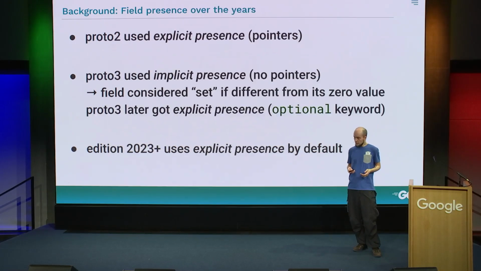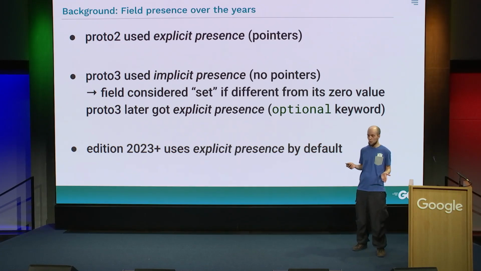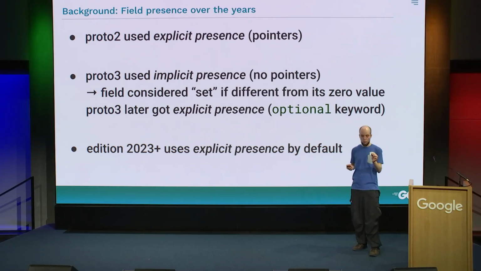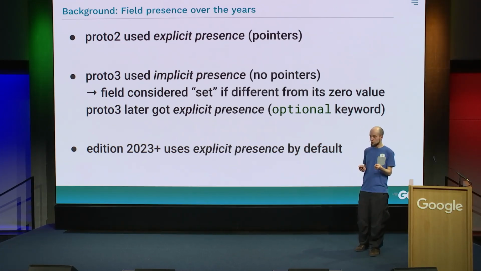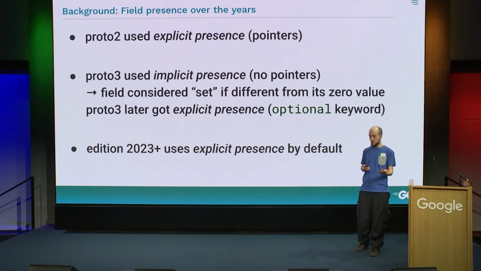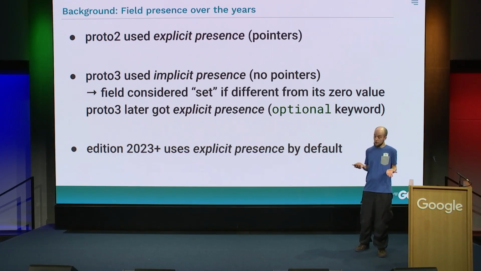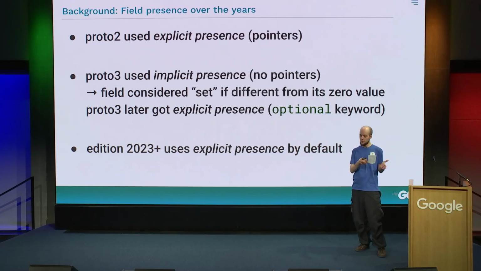OK. Now that we know this, this might actually surprise you. Like, you might have used Protobuf and never seen any pointers. And then you might go, what are you talking about? Let's do a brief history lesson. So Proto 2 used explicit presence. This is the thing I've just been talking about with pointers, right? Then Proto 3 came along, and Proto 3 introduced a concept called implicit presence, where we would no longer need to use pointers, so that part is nice.